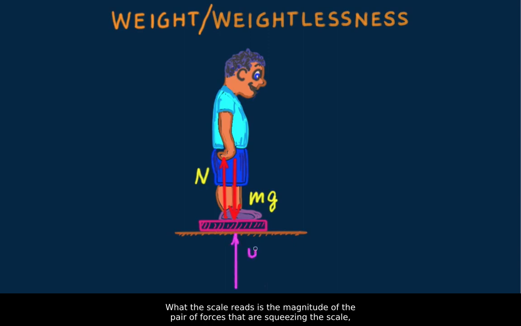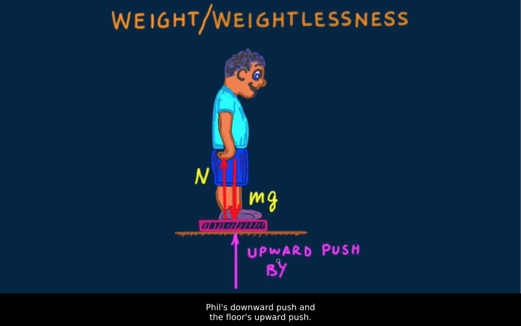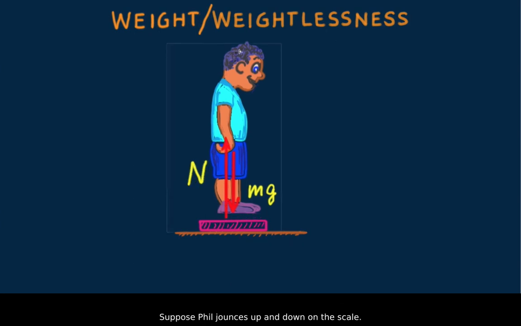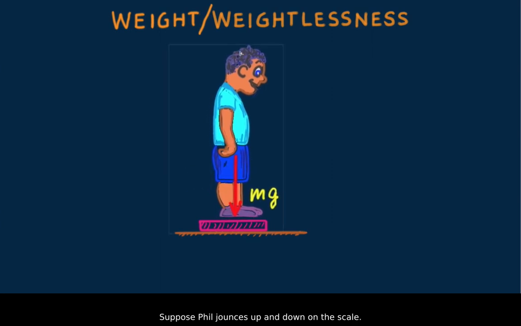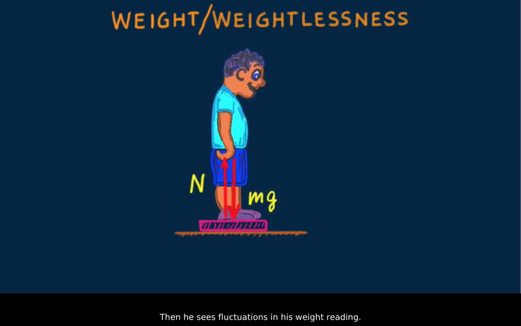What the scale reads is the magnitude of the pair of forces that are squeezing the scale, Phil's downward push and the floor's upward push. Both squeeze a spring-like device inside the scale that is calibrated to show weight. Suppose Phil jounces up and down on the scale. Then he sees fluctuations in his weight reading. But the force due to gravity on Phil is constant. What Phil sees are fluctuations in the normal force N.